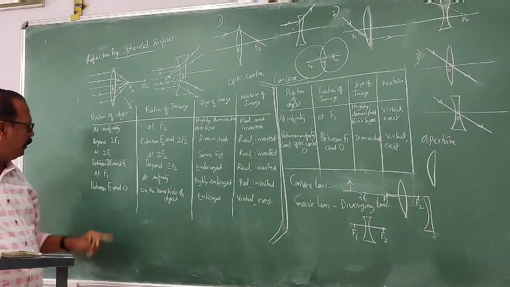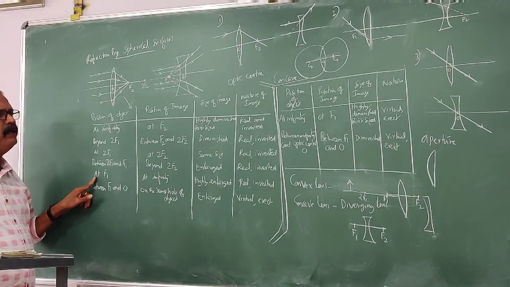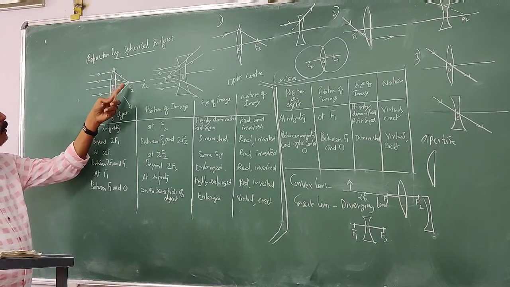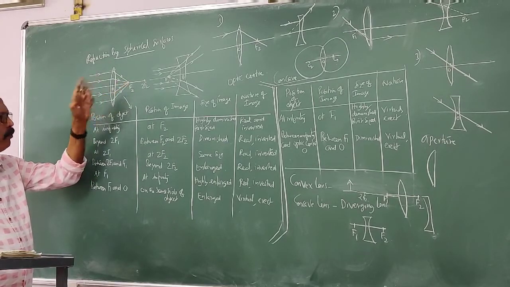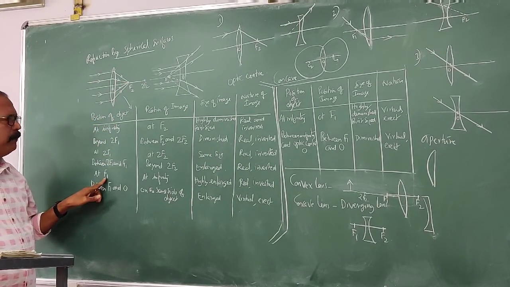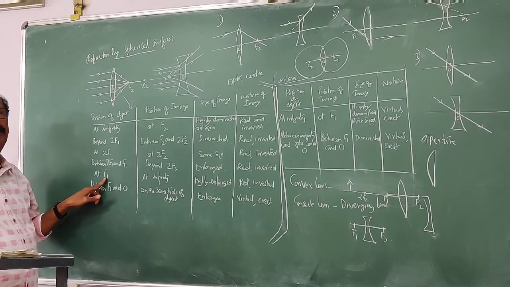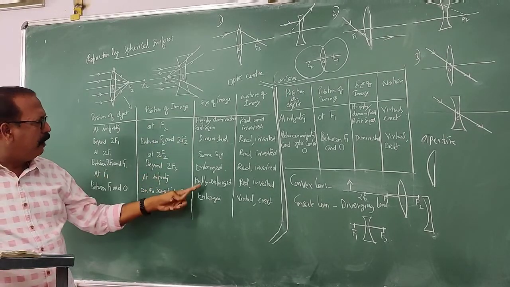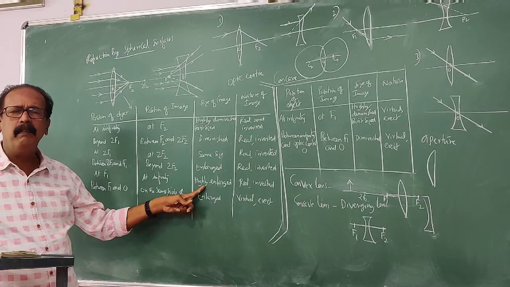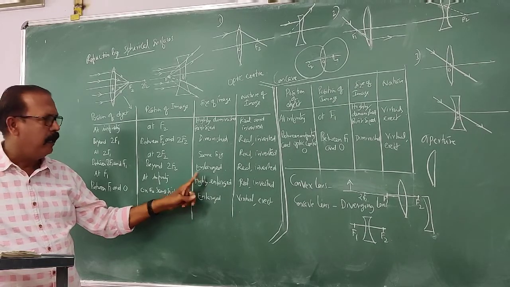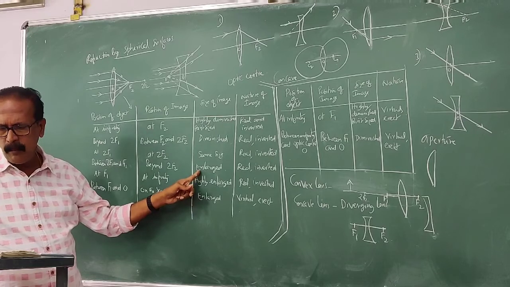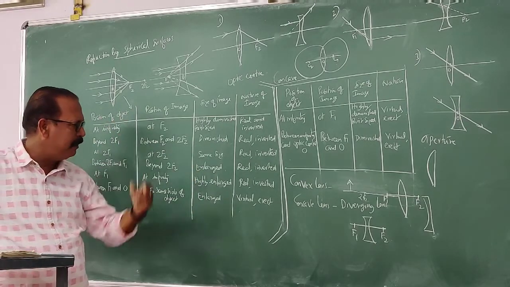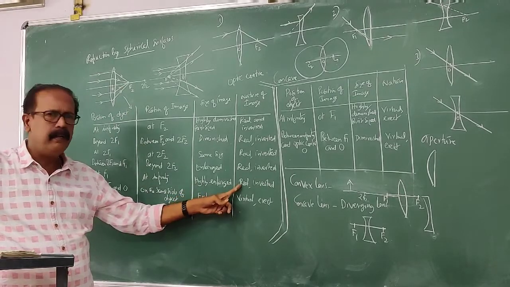Now when the object is kept at the focus, f1, the image is formed at infinity. The maximum size image is formed at infinity, highly enlarged, which will be infinitely large. See the chart in the textbook: infinitely large or highly enlarged, real and inverted.